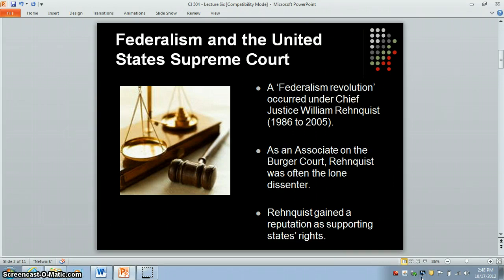William H. Rehnquist, who was nominated to the court by President Nixon, first established himself as a staunch conservative justice by frequently being the only justice to dissent on the politically moderate Burger Court. Over time, Rehnquist gained a reputation as being a champion of states' rights, and in 1986 he was promoted to Chief Justice by President Ronald Reagan.